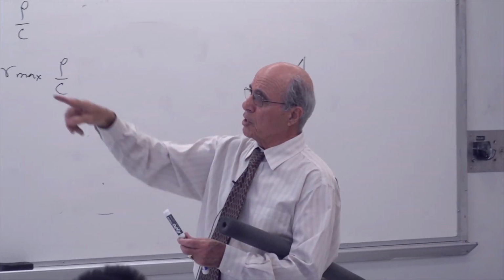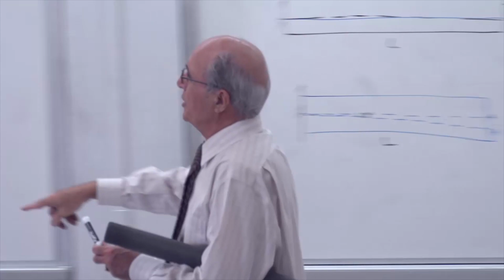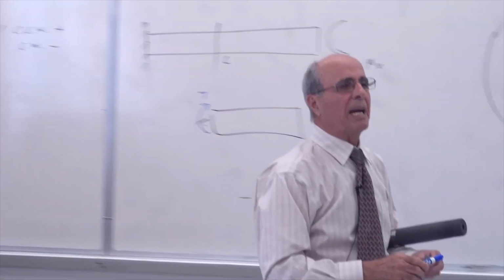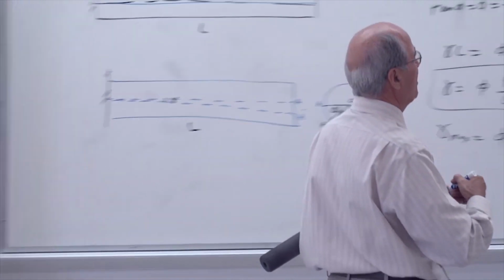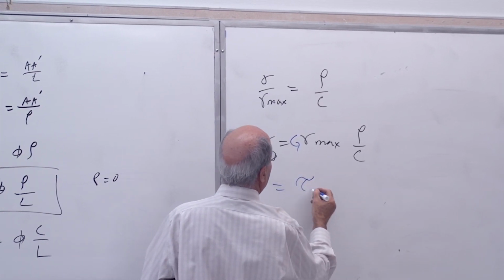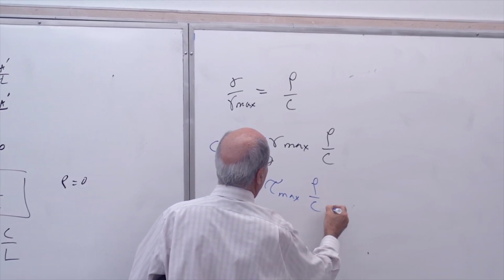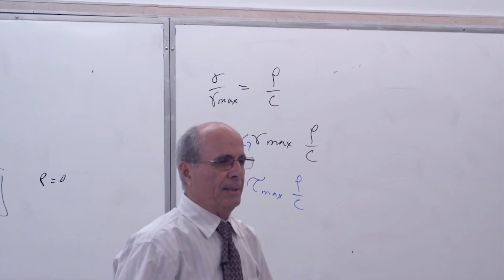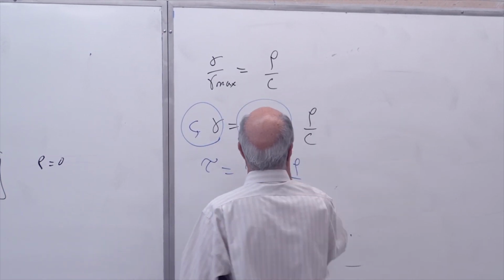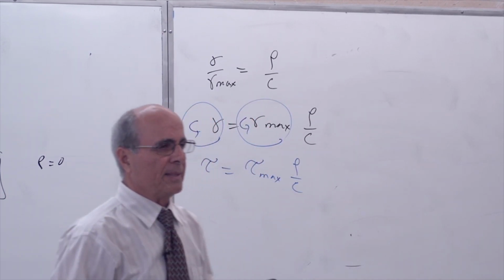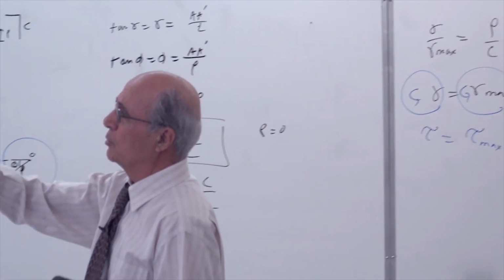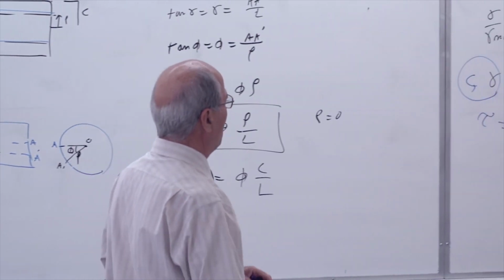Now, because I want to get to tau, all I need to do is multiply gamma by G to get tau. Everybody understand that? So what I did was multiply both sides by G. So this is tau, and this one is tau max, times rho over C. Is that correct or not? According to that formula, gamma equals tau over G, and tau equals gamma G. You already have that in your homework.